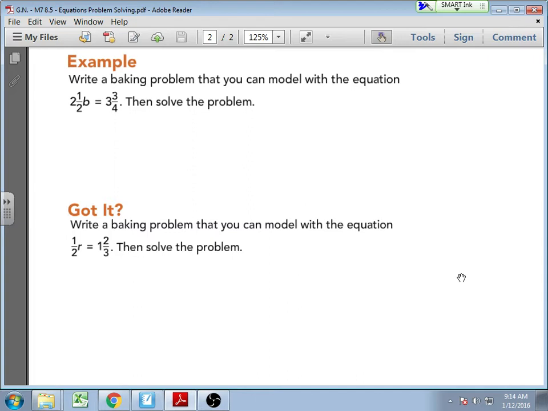Now it wants me to write a problem that can model this. Write a word problem that would relate to this and then solve it. So hopefully your impropers are 5/2 B and 15/4. Hopefully that's what you got as your impropers.